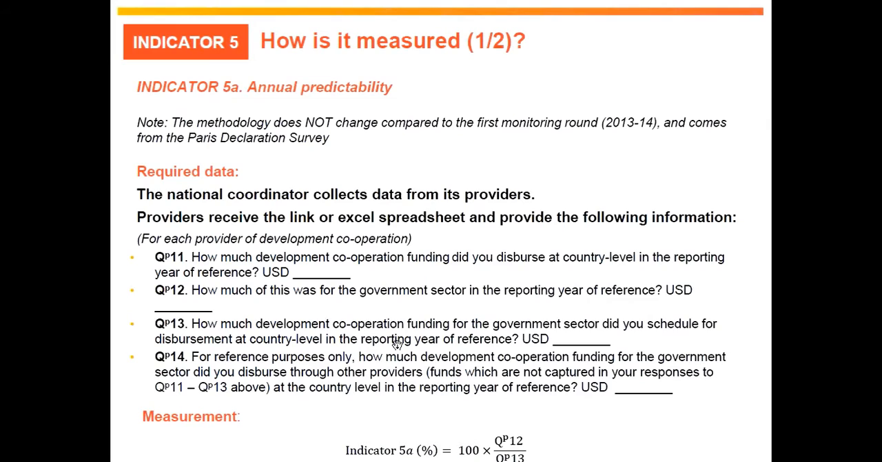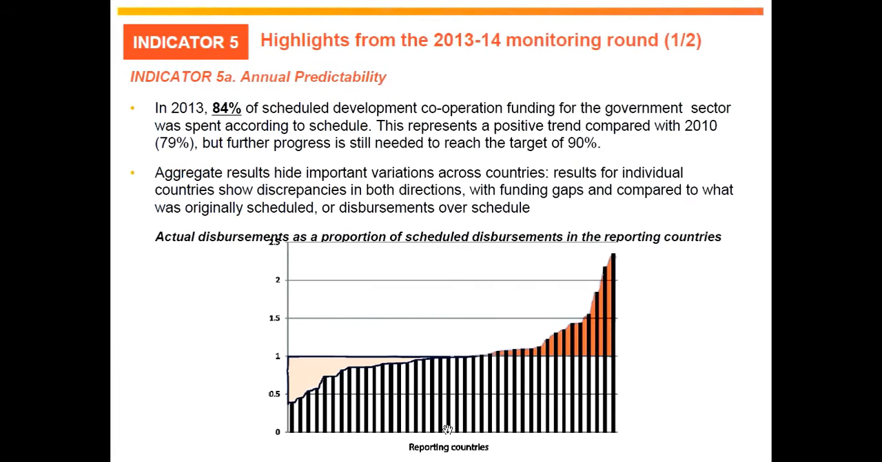actual indicator. Okay? So you can think that if a provider dispersed more than what was originally scheduled, the indicator will take a value of greater than 100%, whereas if a provider dispersed less than what was originally scheduled, the indicator will take a value of less than 100%. Then we also have this additional question that is for reference purposes and for refining indicators in the future that asks how much was dispersed through other providers. So kind of channeled funding, okay?